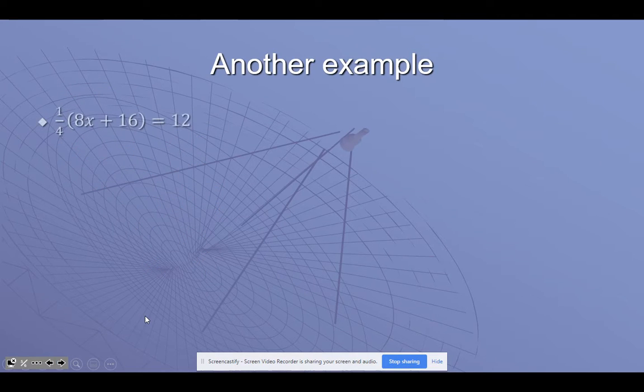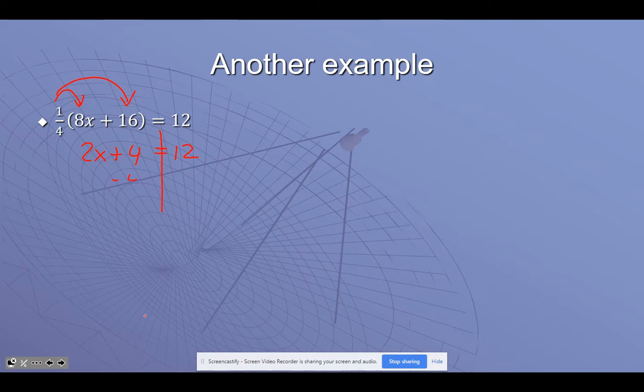Here's another example for you to try. Pause the video at this point to give yourself a chance to try it on your own. Again, I'll start out by drawing my mirror. I'll distribute 1/4 to both the 8x and the 16. That gives me 2x plus 4 equals 12.